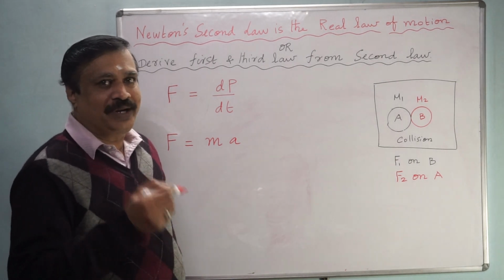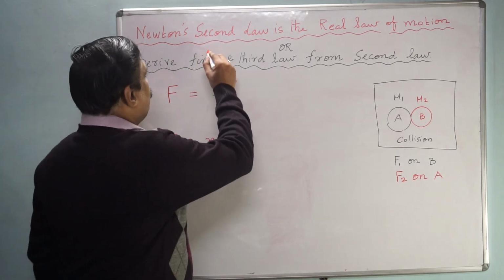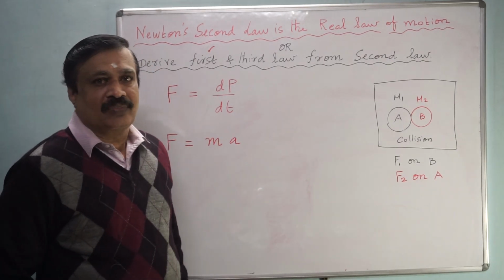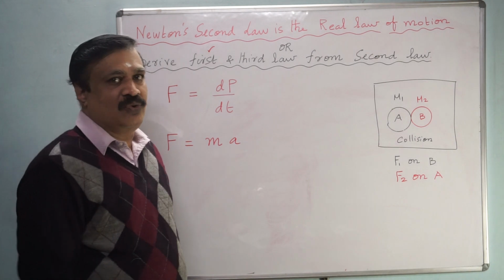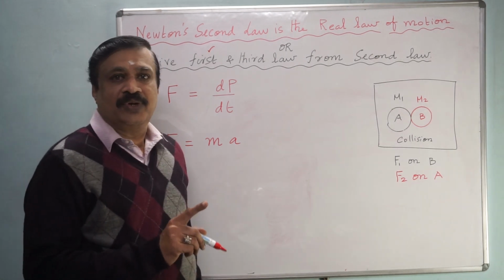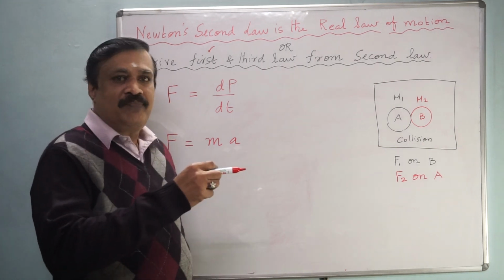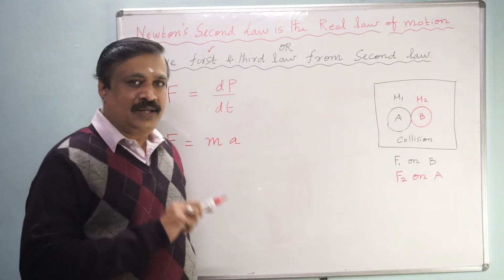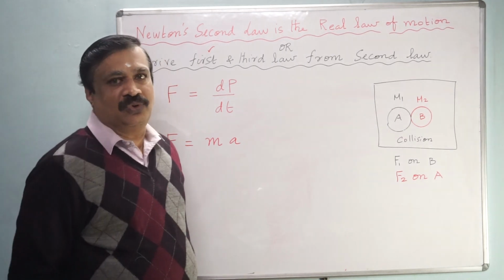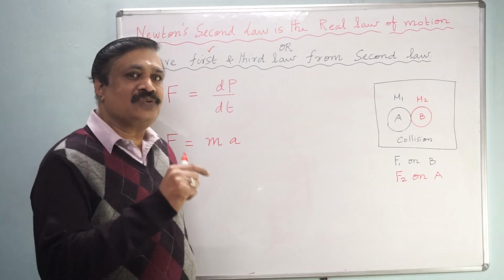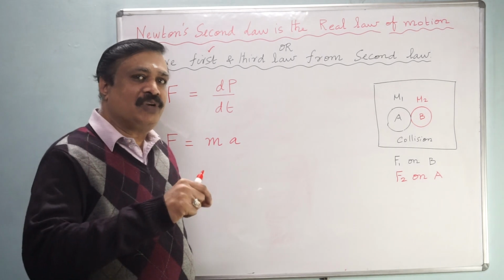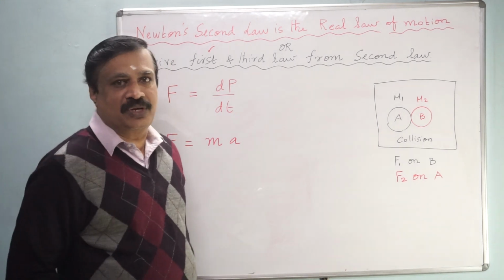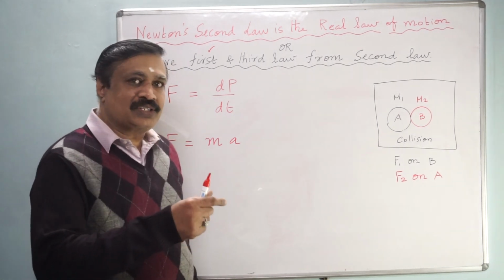Now we are going to obtain Newton's first law from this equation. Okay. How are we going to obtain that? Let us see now. What is Newton's first law? Newton's first law is every body continues in its state of rest or uniform motion unless there is an external force. That means if there is no force, then only the body will be at rest or in uniform motion. If there is a force, then you are disturbing the resting position. If there is a force, you are disturbing the uniform motion.